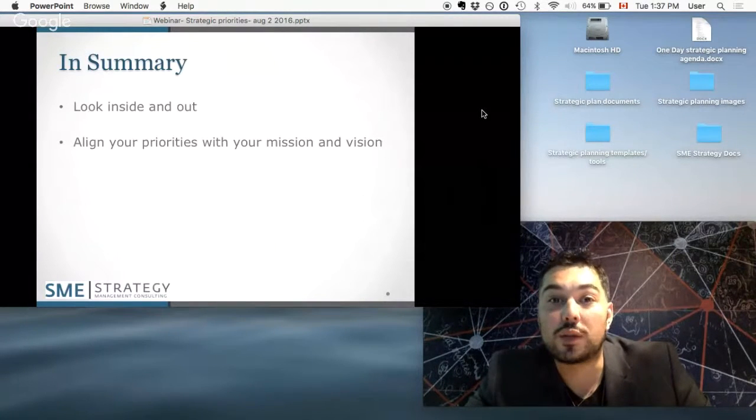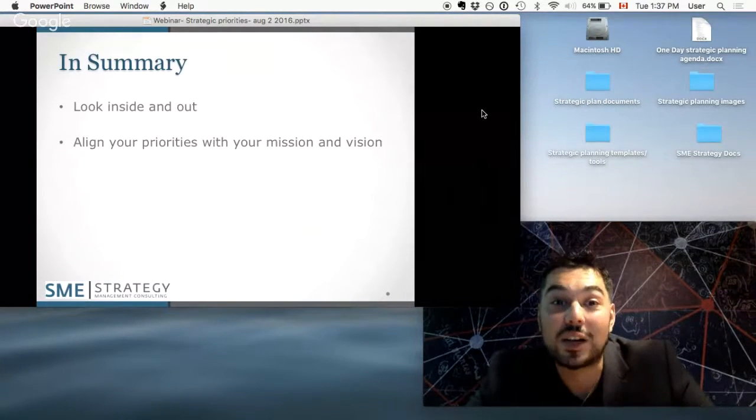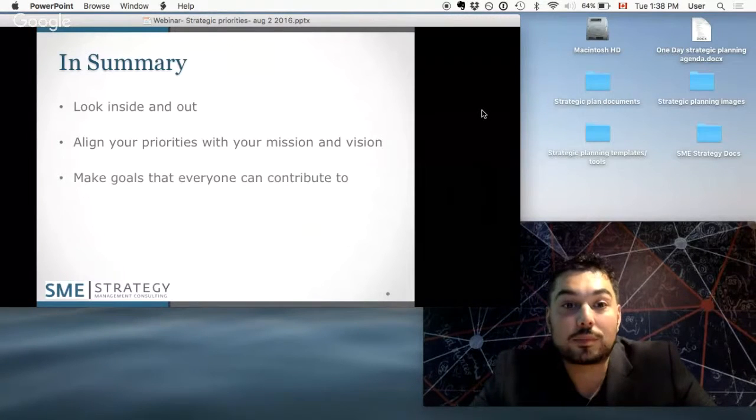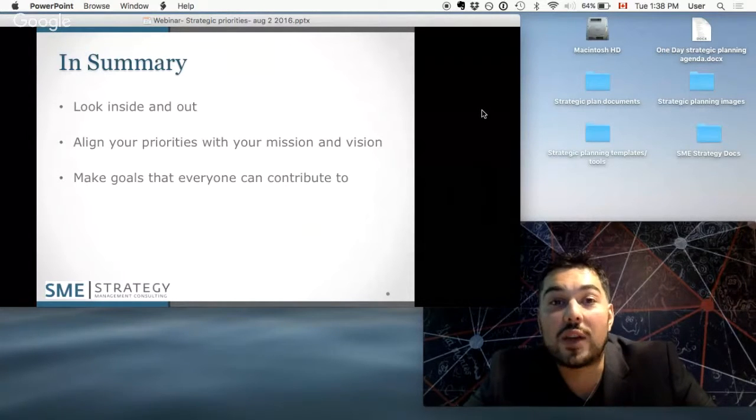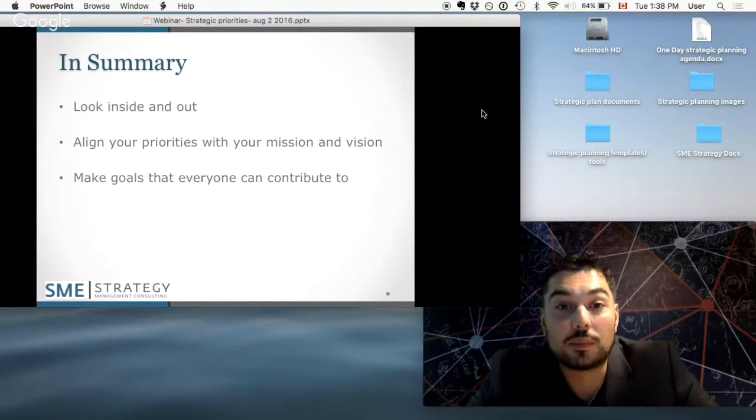Align your priorities with your mission and vision. Your vision is that true north. That's where you're going. That's what your whole organization is aiming for. That's the finish line. So if your priorities aren't aligned with your mission and vision, then you're wasting time, you're wasting money. Make goals that everybody can contribute to. Galvanize your team. It's going to make everybody more effective, and you're going to move forward faster. But if the people in your organization don't know how they contribute to the success of what you're doing, then they're not going to, and you're just not getting as much out of your people as possible.